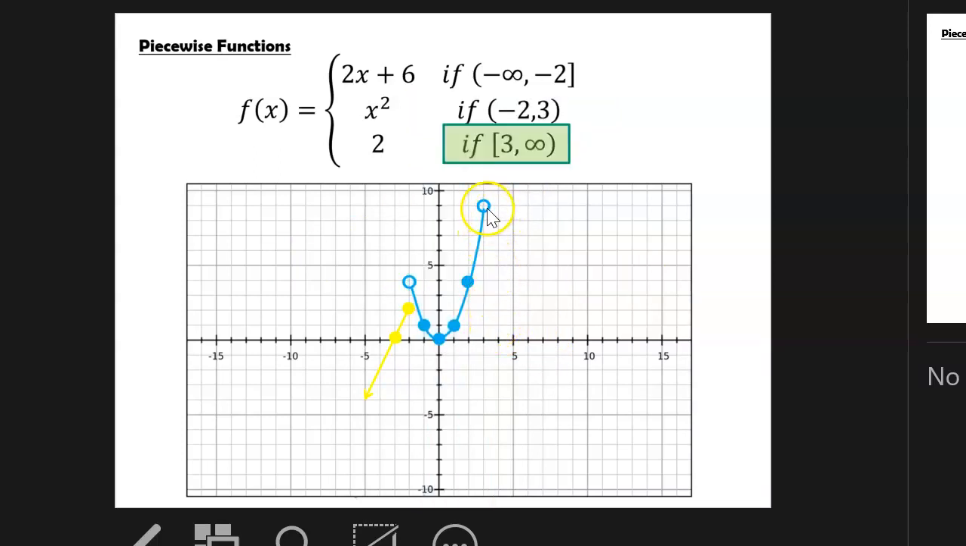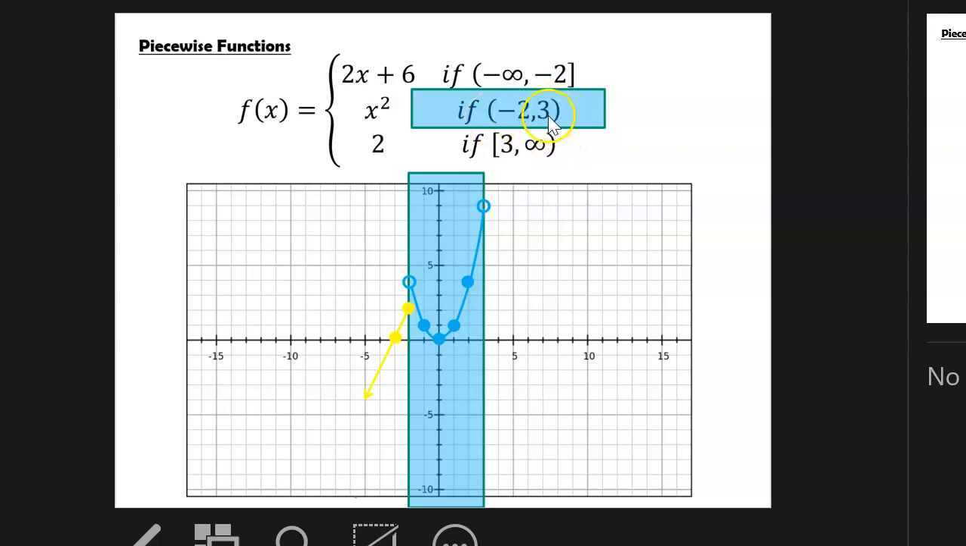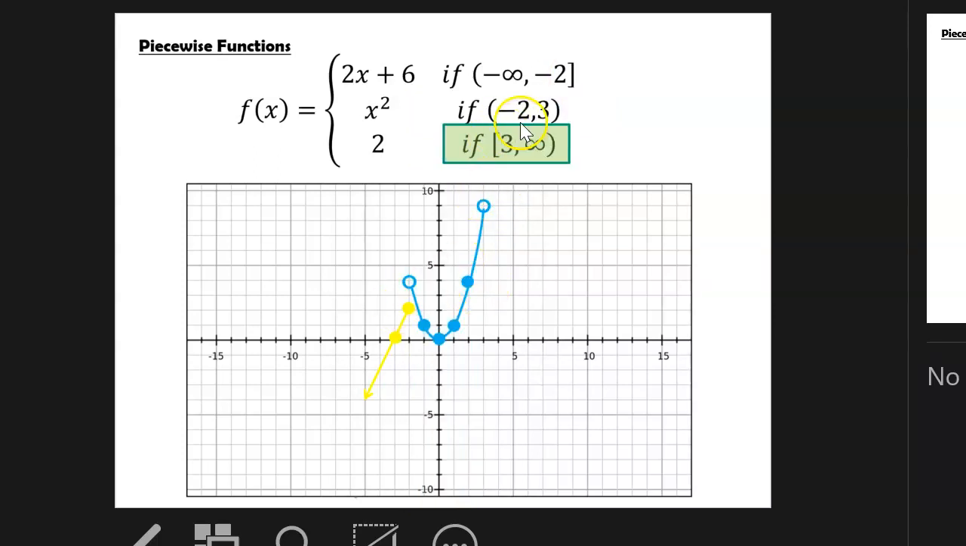Now, one note before we move on: notice there are holes in this particular graph. The reason we have holes is that we have soft brackets, which means that I'm getting up close to negative 2 and up close to positive 3, but I'm not actually including those. If I was including those, I'd use a hard bracket and a solid dot. So we need to pay very close attention to the endpoints of our graph within each subinterval, letting us know whether we have an open dot or a closed dot.